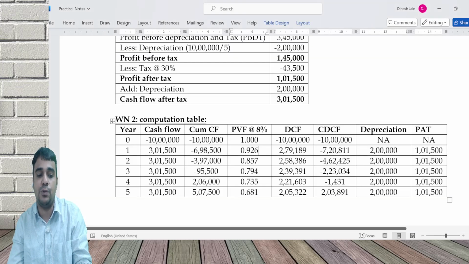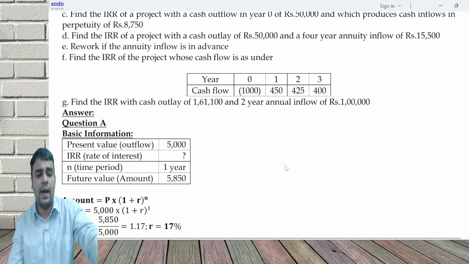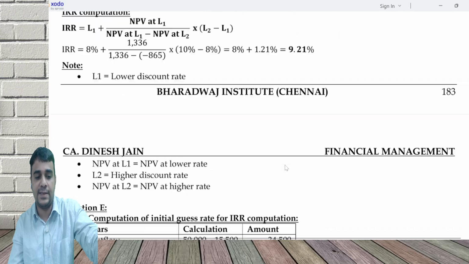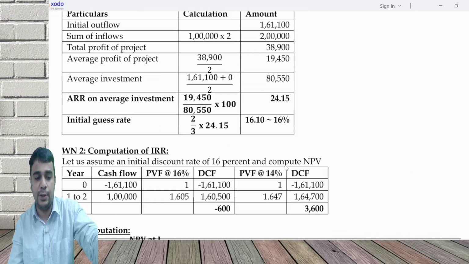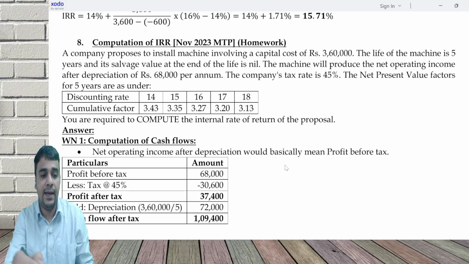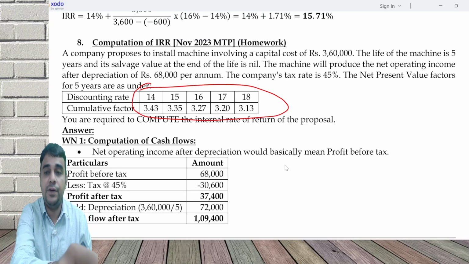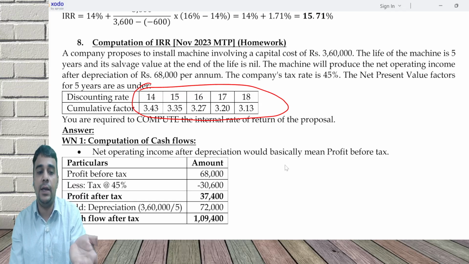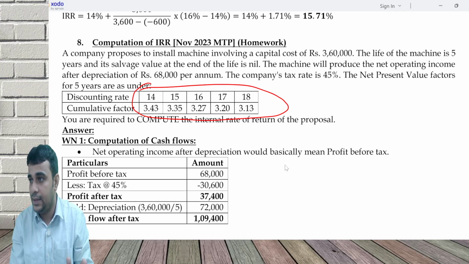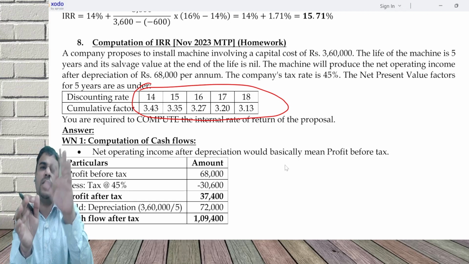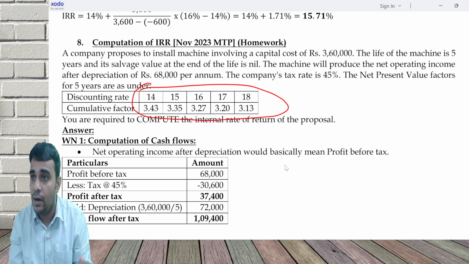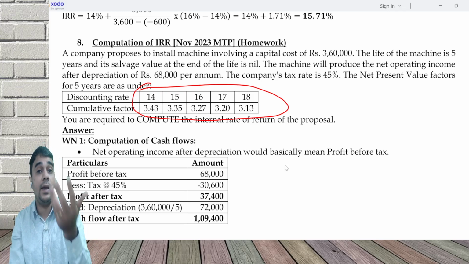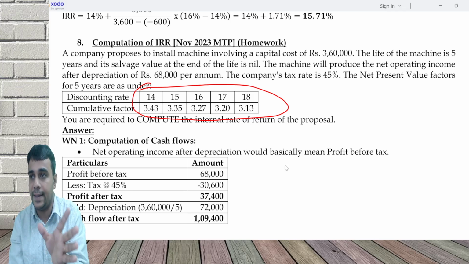In an exam situation, what ICAI may do for a few questions to make it simpler for us, in fact in most exam questions, is give something like this below, which means IRR is somewhere between 14 and 18. Try at 14, try at 16, try at 18. You can keep trying at some of these rates, and somewhere in between you will get one positive and one negative. But otherwise, what rate to start with becomes a challenge. For that, I have a shortcut. I'll explain as we proceed.